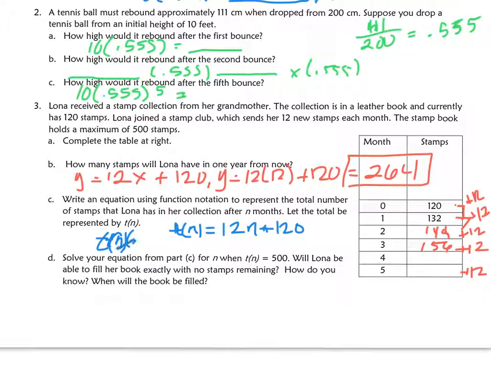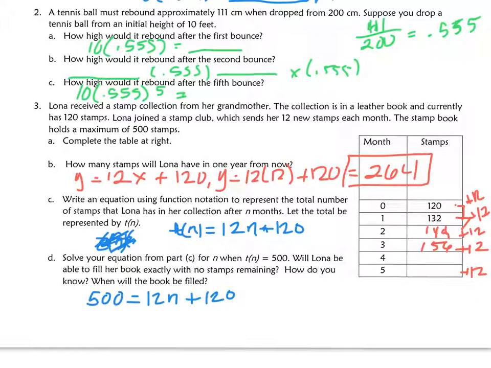D says solve your equation from part C for n when Tn equals 500. And it asks, will Lona be able to fill her book exactly with no stamps left over or remaining? How do you know? When will the book be filled? All right, well, we're just going to plug 500 in for Tn and see what happens. 500 equals 12n plus 120.